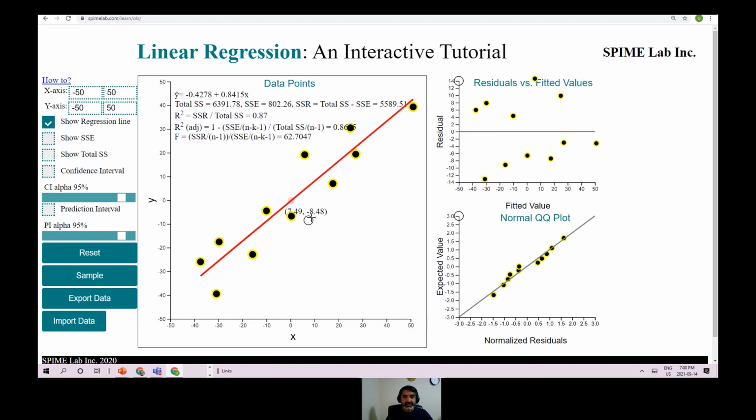And all these points, if we have all the points till eternity, all the population, we will see that they tend to fall back to this red line. That's why we call it regression, falling back to.